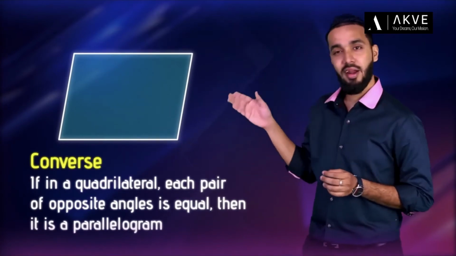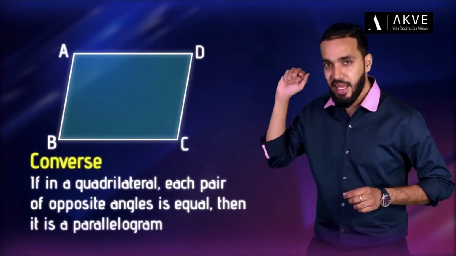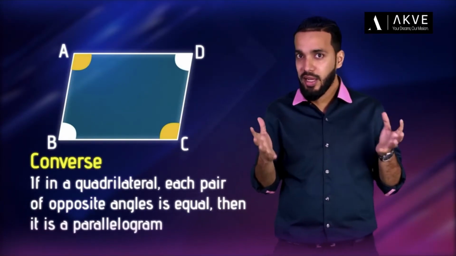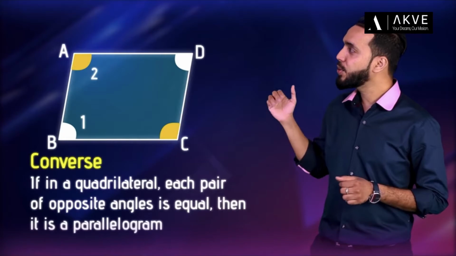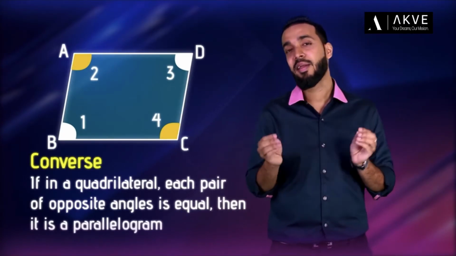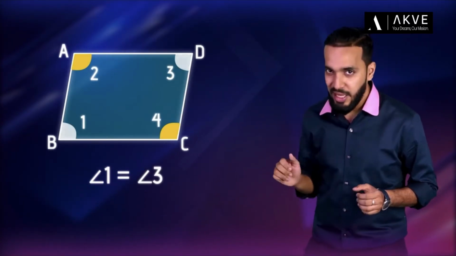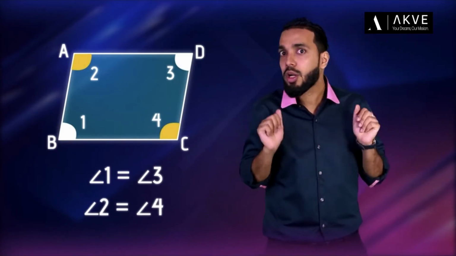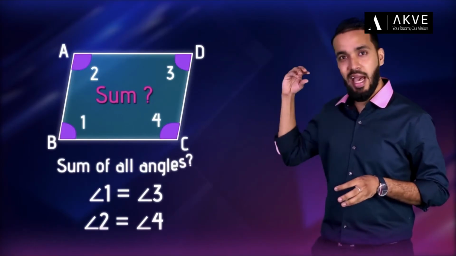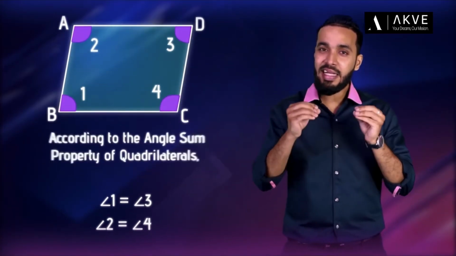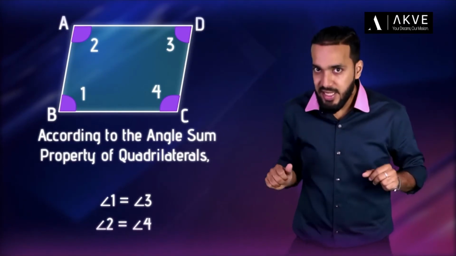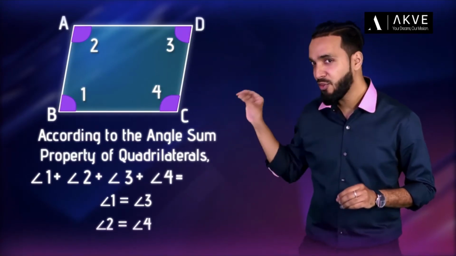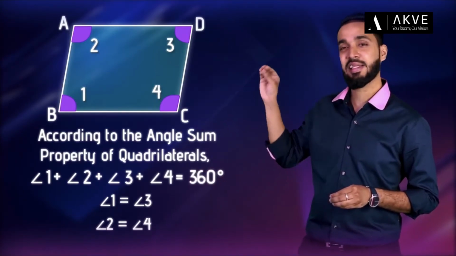Say we have a quadrilateral ABCD where the opposite angles are equal. So on naming these angles 1, 2, 3 and 4, we can say that angle 1 is equal to angle 3 and angle 2 is equal to angle 4. Now, what do you think would be the sum of all these angles? Well, the angle sum property of a quadrilateral teaches us that angle 1 plus angle 2 plus angle 3 plus angle 4 is equal to 360 degrees.